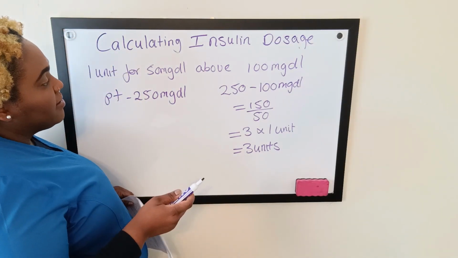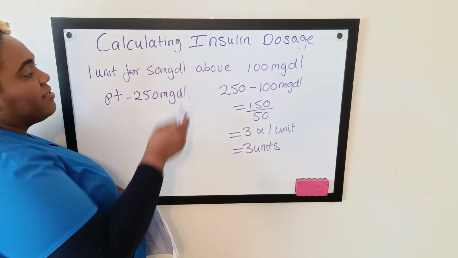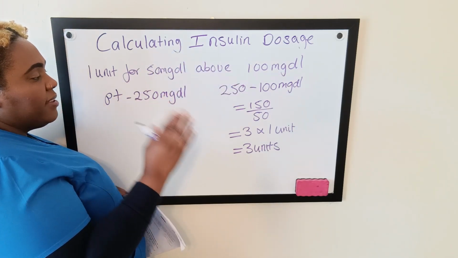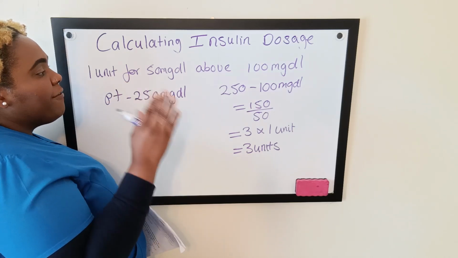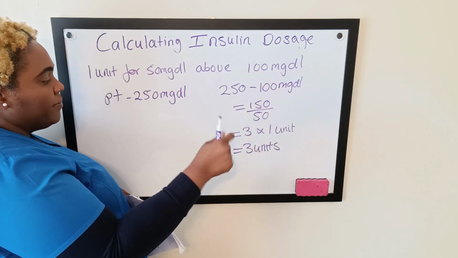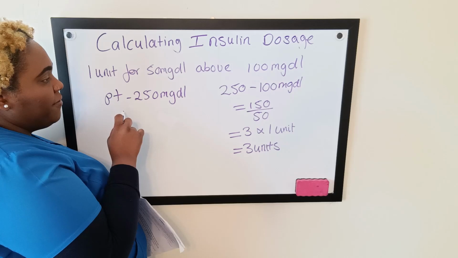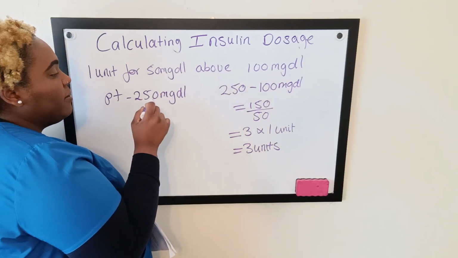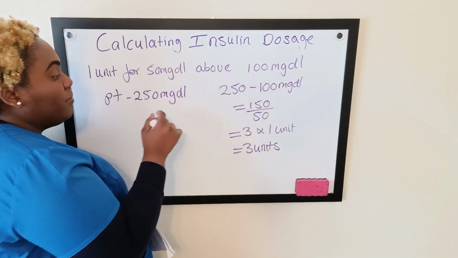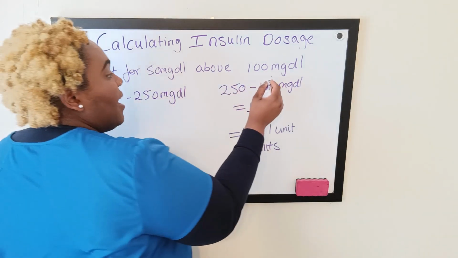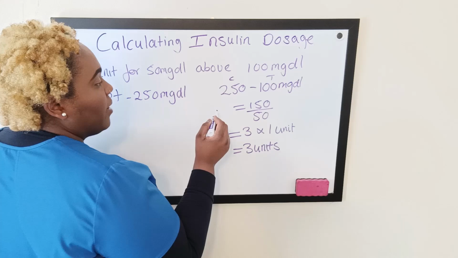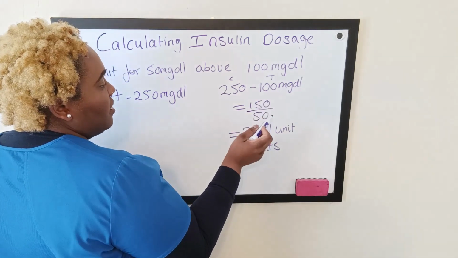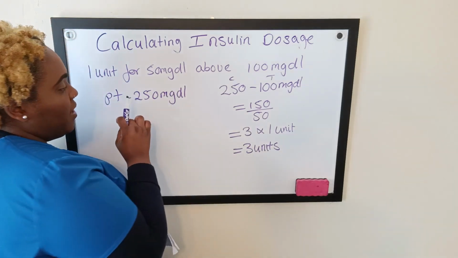So the order is, our target blood sugar is 100. We have to give 1 unit for every 50 above 100. Our current blood sugar is 250. To find out how much above 100 we are, we have to subtract the target level from the current level. So this is our target level, this is our current level, okay? So 250 minus 100 is going to be 150. So we have 150 above 100.